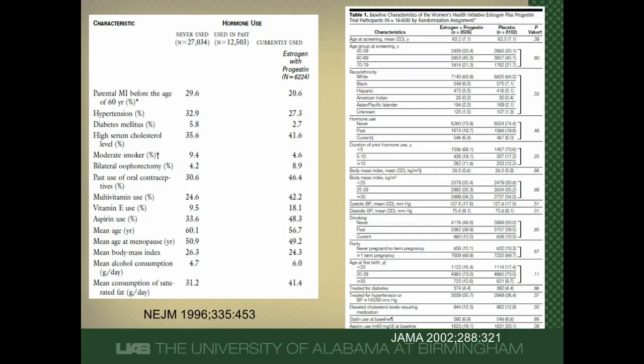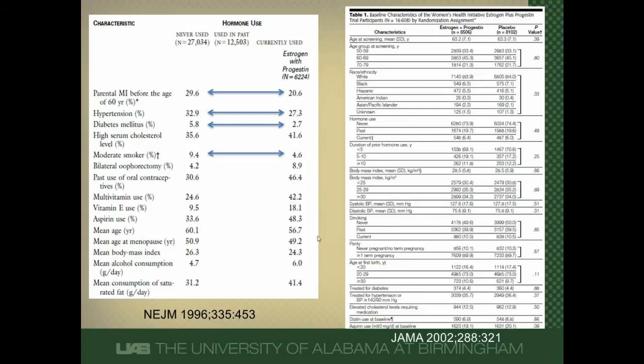Now this is an example I'll use to demonstrate residual confounding. On the left are the demographics from the Nurses' Health Study, which was an observational study. On the right are the demographics of women in the Women's Health Initiative, which was a randomized controlled trial. And I'm just going to highlight some important differences that are related to cardiovascular risk in the women who were never users of hormones and the women who are current users of hormones. And as you can see, the women who are current users have less cardiovascular risk factors and are in general healthier than the women who never use hormones.